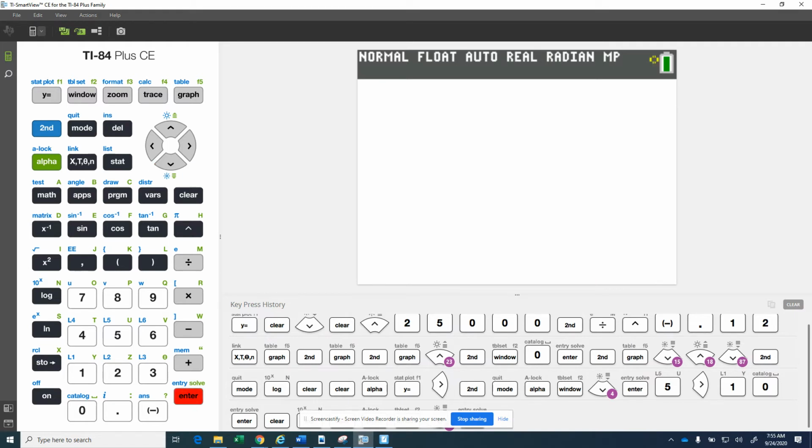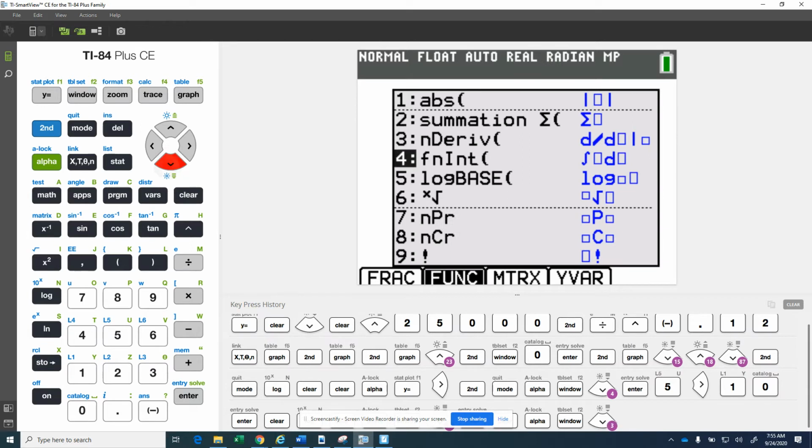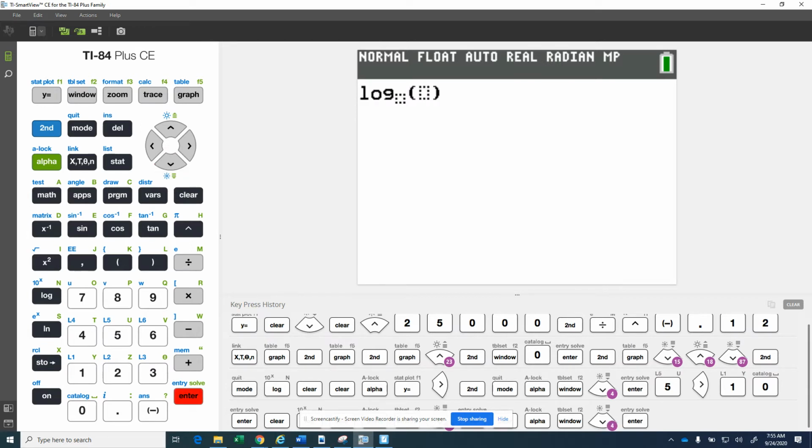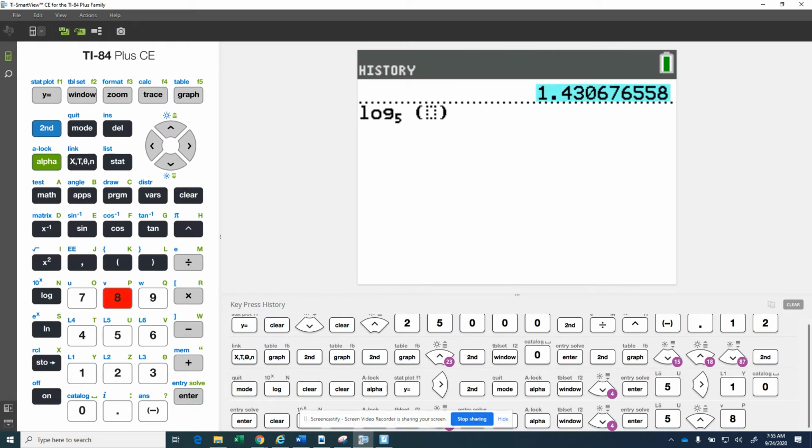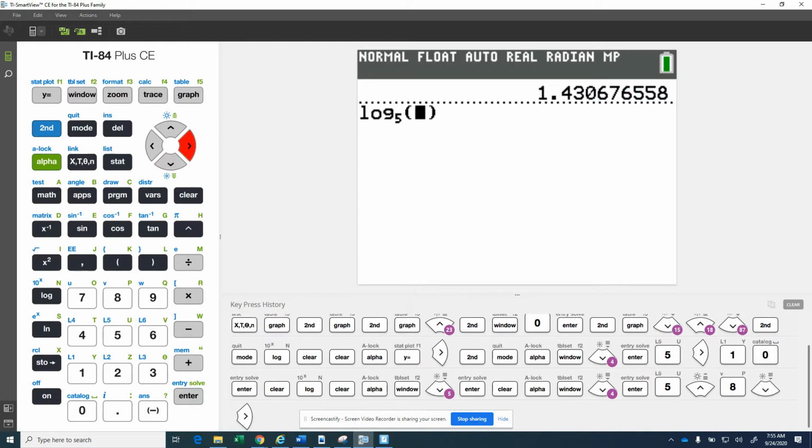You could always use this method of actually solving it out. For example, if you have a graphing calculator, this is a nice option. Log base 5 of 8. This will always get you the answer as well. You know what I mean?